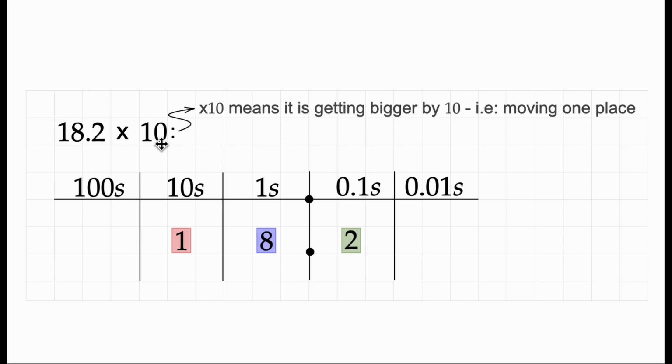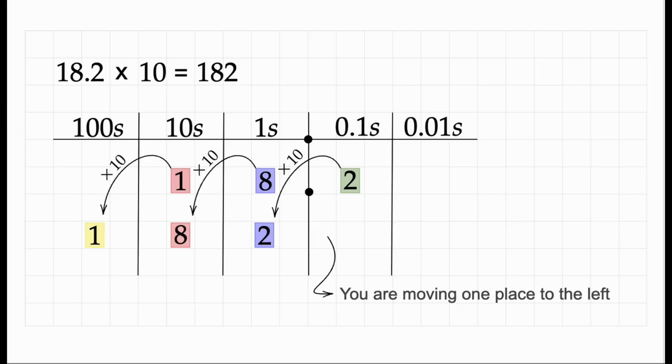A handy little hint or trick is the number of zeros there are is the number of places you're moving it. That's just because the number of zeros corresponds to the power you're raising the 10 to. So this number, we're moving it 1 place to the left. Finally, you actually have to move the number. So the 2 goes from the tenths to the ones, the 8 goes from the ones to the tens, and the 1 goes from the tens to the hundreds. So this means 18.2 times 10 is 182.